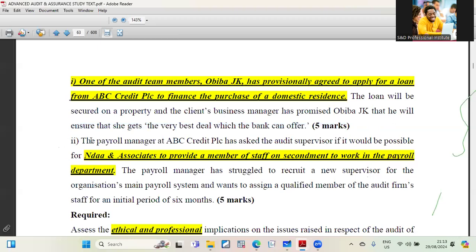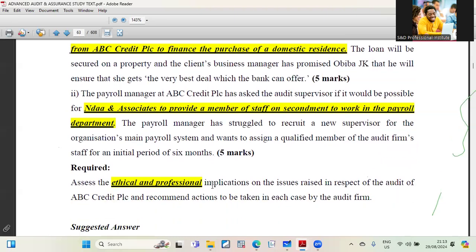Number two, a payroll manager of ABC Credit has asked the audit supervisor if it will be possible for Nda and Associates to provide a member of staff on secondment to work in the payroll department. The payroll manager has struggled to recruit a new supervisor for the organization's main payroll system and wants to assign a qualified member of the audit firm as a staff for the initial 6 months. Assess the ethical and professional implications on the issues raised in the audit of ABC and the actions to be taken.